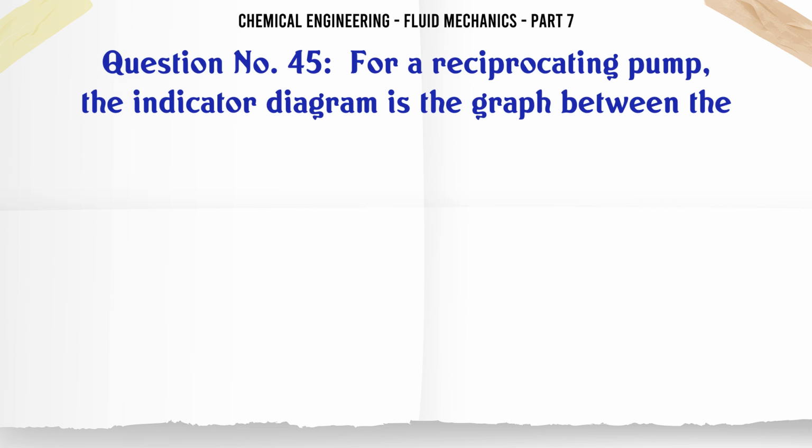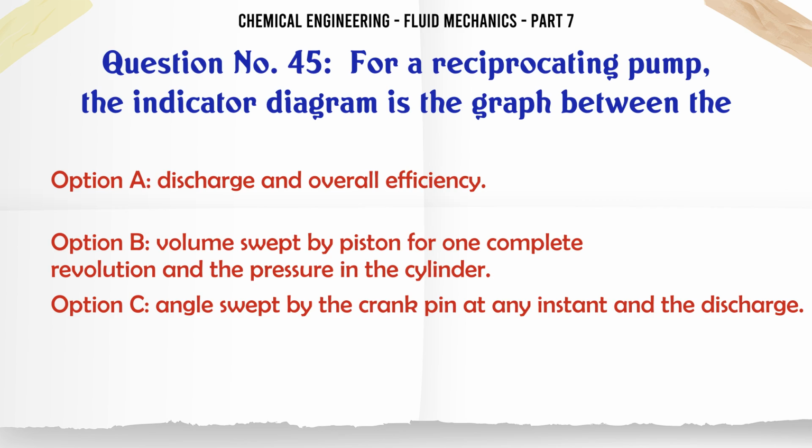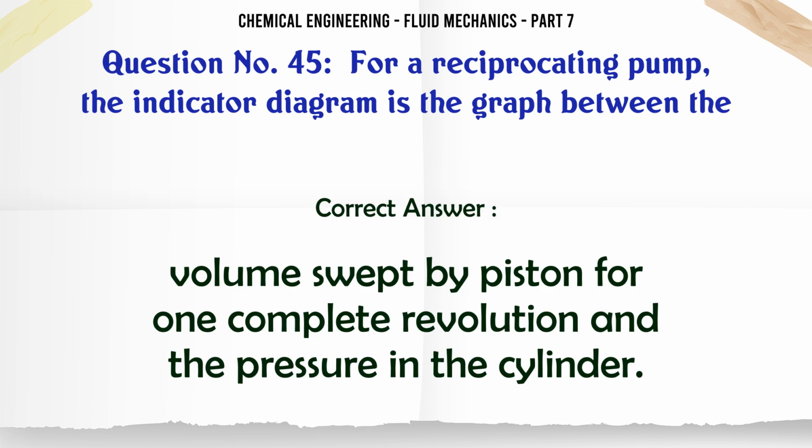For a reciprocating pump, the indicator diagram is the graph between the A. Discharge and overall efficiency, B. Volume swept by piston for one complete revolution and the pressure in the cylinder, C. Angle swept by the crank pin at any instant and the discharge, D. None of these. The correct answer is volume swept by piston for one complete revolution and the pressure in the cylinder.